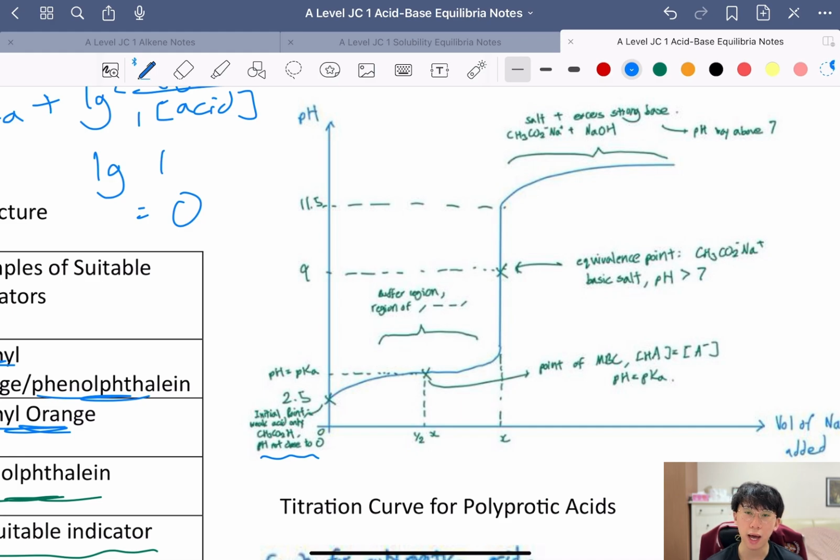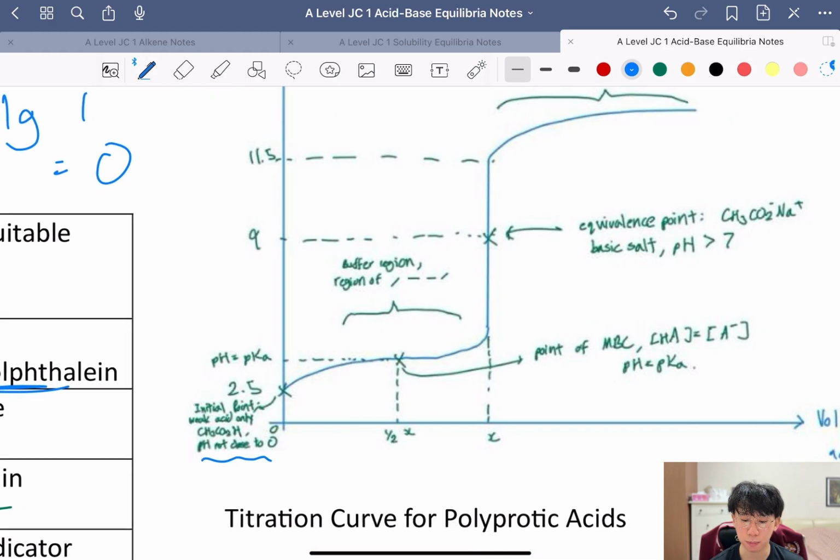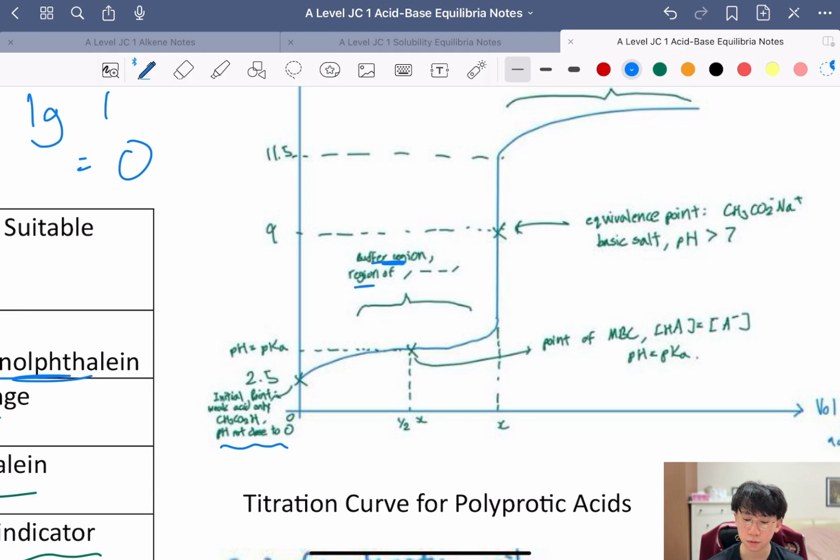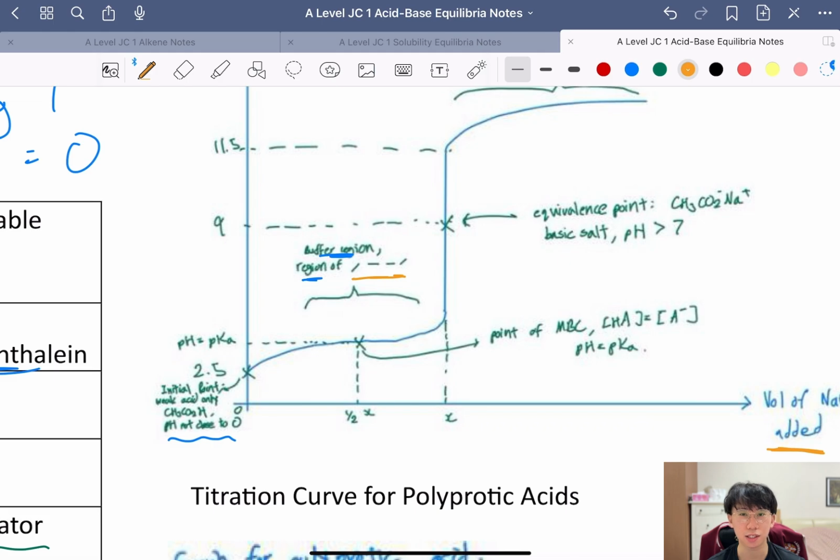Next up, as you add more base, because we're using a weak acid, there's going to be a buffer that is formed with a weak acid and a salt. Therefore, you have this buffer region. And you can tell that it is a buffer region because of this pattern over here where I try to draw at least a steep, gentle, steep slope. And that's how you know that the buffer is able to resist pH changes. Because as you try to add NaOH, for example, the pH doesn't really change within that buffering range.